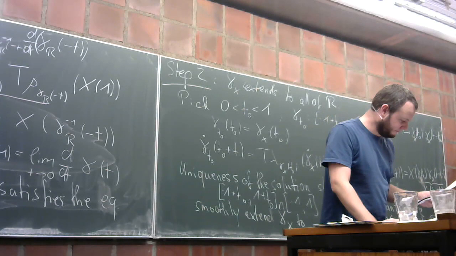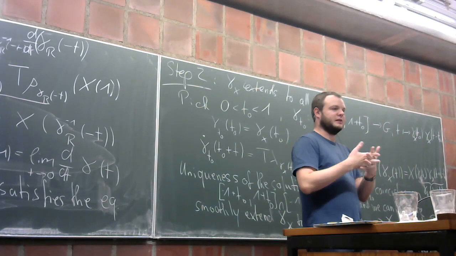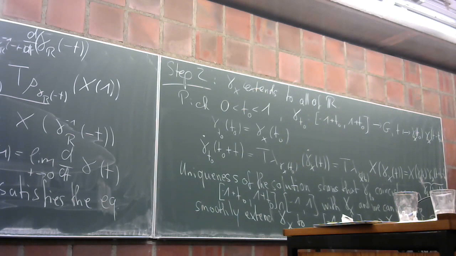Good. Now, we know that left-invariant vector fields are complete. We can extend them for all time. And this allows us to define the Lie group exponential, which you have heard about several times today.